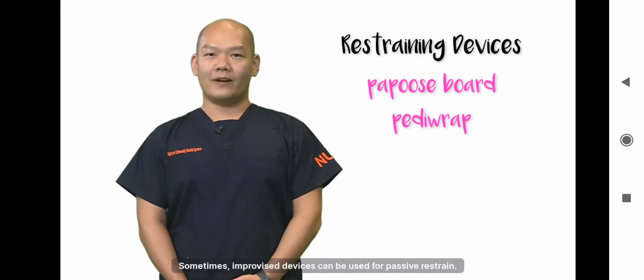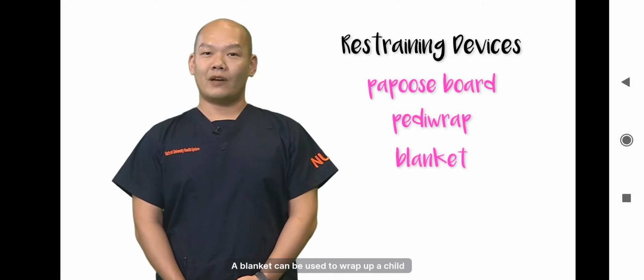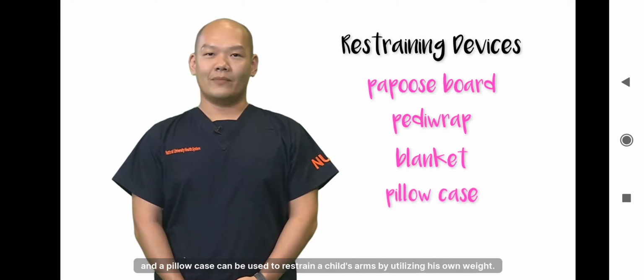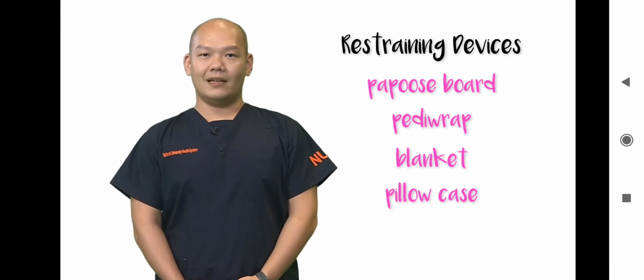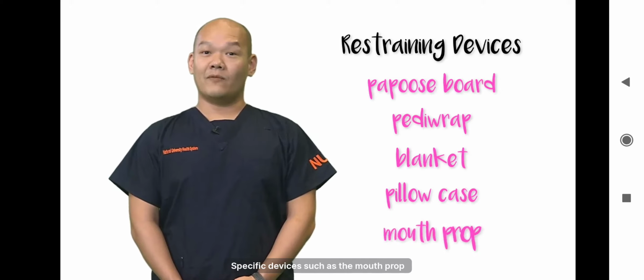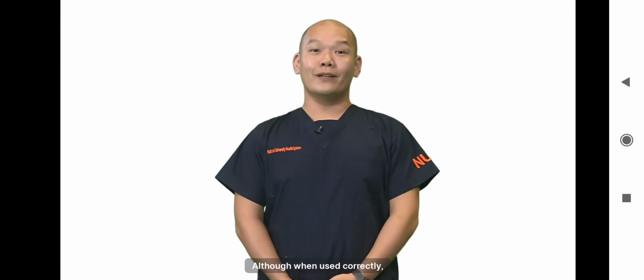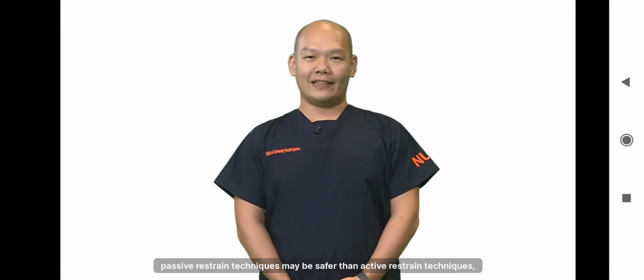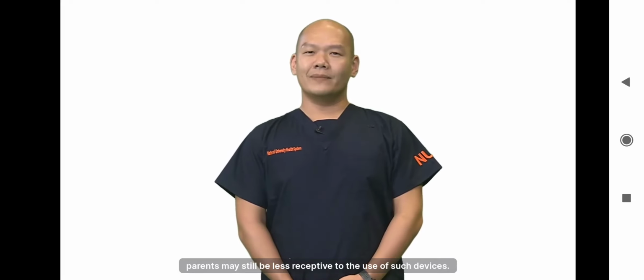Sometimes improvised devices can be used for passive restraint. A blanket can be used to wrap up a child, and a pillowcase can be used to restrain a child's arm by utilizing his own weight. Specific devices such as a mouth prop can be used to keep a child's mouth open for treatment. Although when used correctly, passive restraint techniques may be safer than active restraint techniques, parents may still be less receptive to the use of such devices.